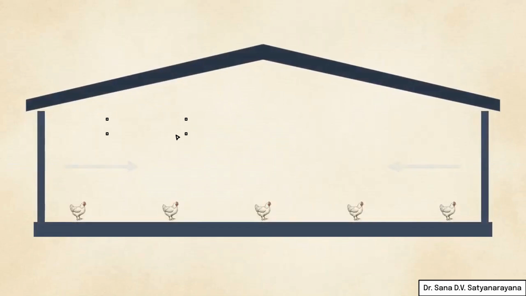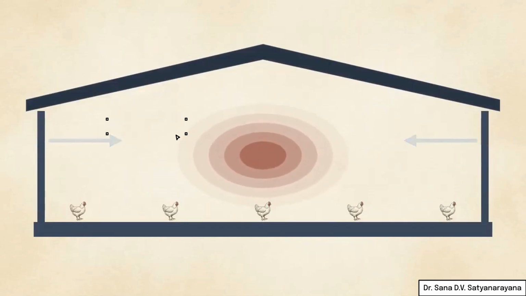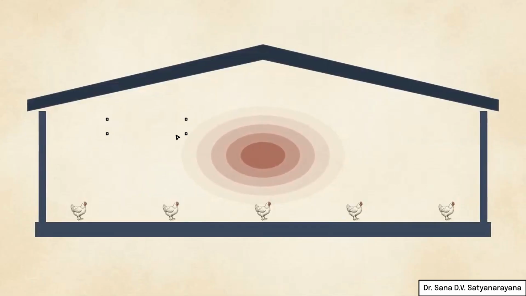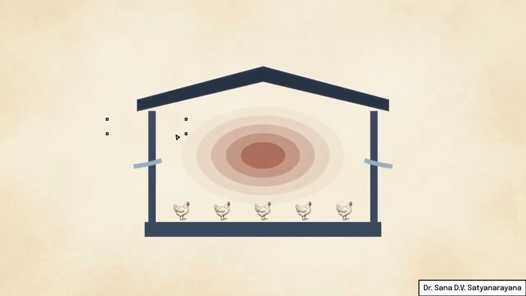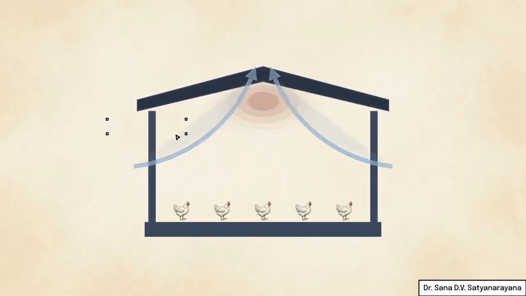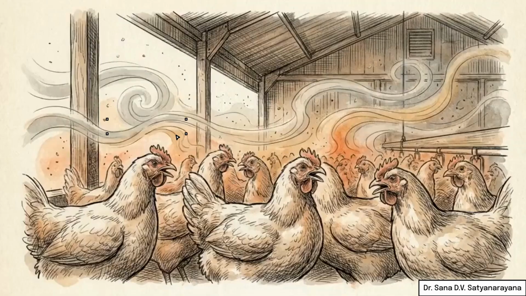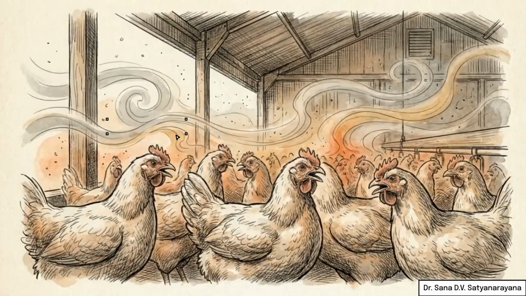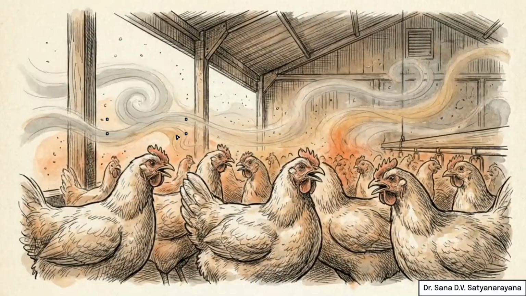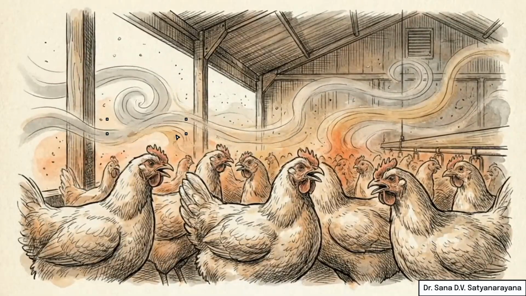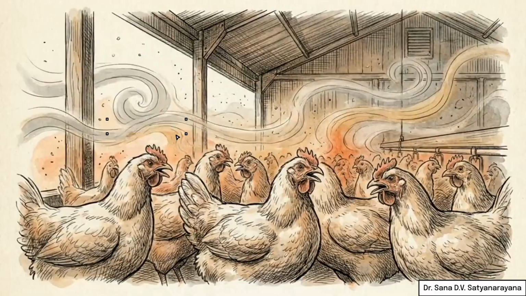A shed's width is strictly bounded by the fluid dynamics of its ventilation. In a wide structure, fresh air enters the sides, but fails to reach the center. For open-sided, naturally ventilated houses in warm climates, the width must be capped at 25 feet, or about 7.6 meters. Exceeding this width stalls the natural crossbreeze. This guarantees rapid accumulation of lethal ammonia gas and trapped heat directly in the center of the flock.